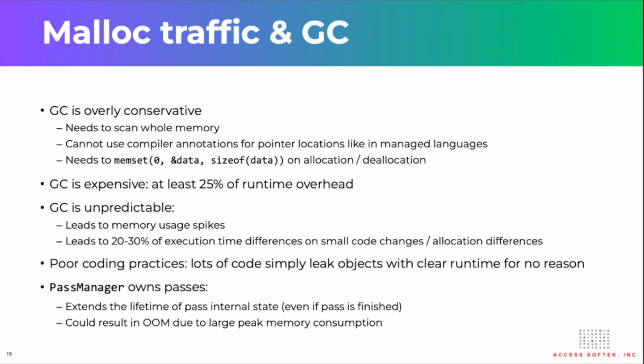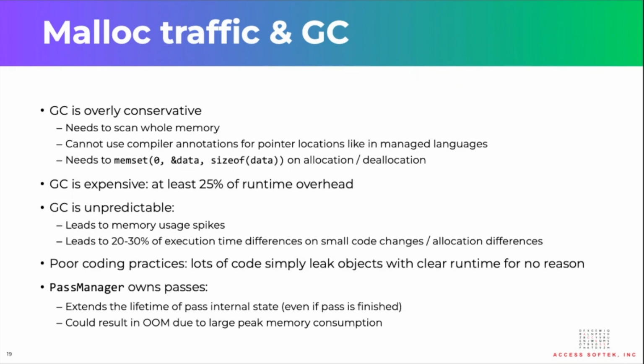So we don't have this luxury like in C++. It has to scan the whole memory. Plus, that means there is overhead, as it has to zero out the whole memory on allocations and deallocations, because it can only detect pointers by their values. As I already said, it has non-negligible overhead. Plus, it's pretty unpredictable, because we saw lots of memory usage spikes. You can change your code pretty slightly and get 20, 30% execution time differences. I saw cases where erratic GC behavior, garbage collector behavior, just doubled or tripled the whole compilation time.